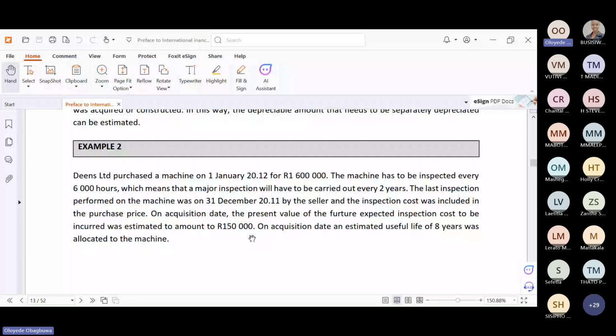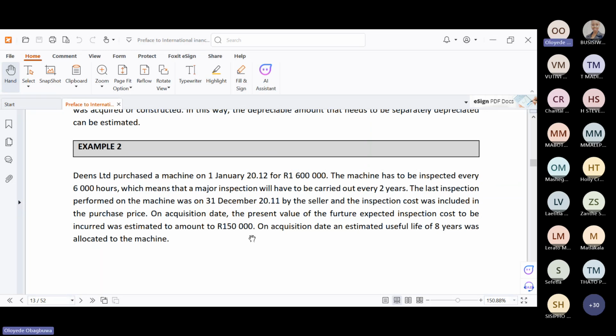Dean Limited purchased a machine on 1st of January 2012 for 1,600,000. The machine has to be inspected every 6,000 hours, which means that a major inspection will have to be carried out every 2 years. The last inspection performed on the machine was on 31st December 2011 by the seller, and the inspection cost was included in the purchase price. On acquisition date, the present value of the future expected inspection cost to be incurred was estimated to amount to 150,000. Okay?